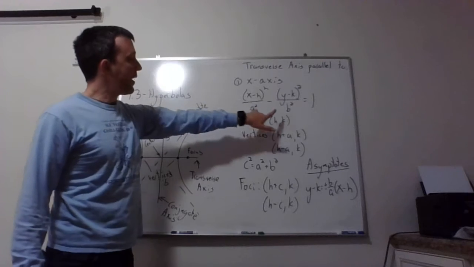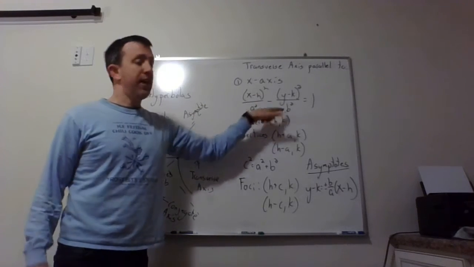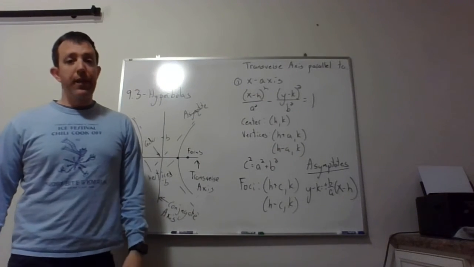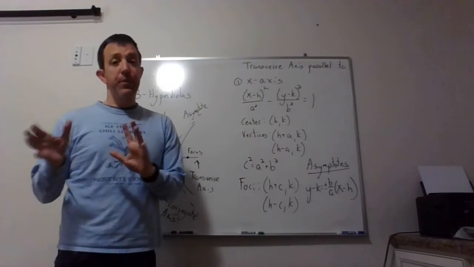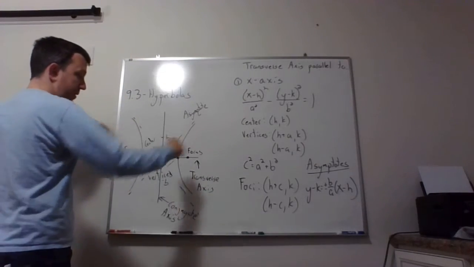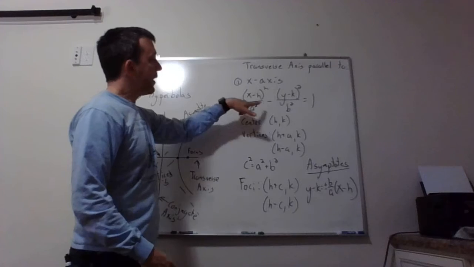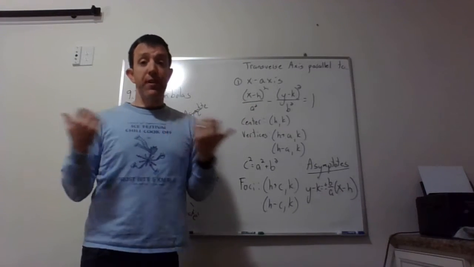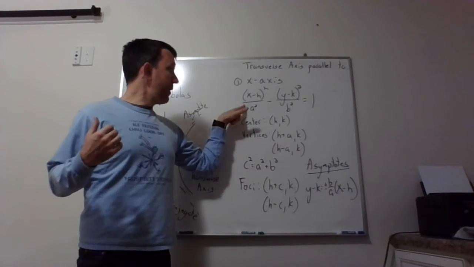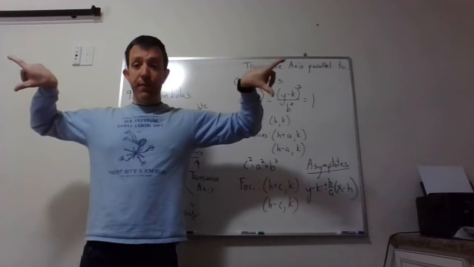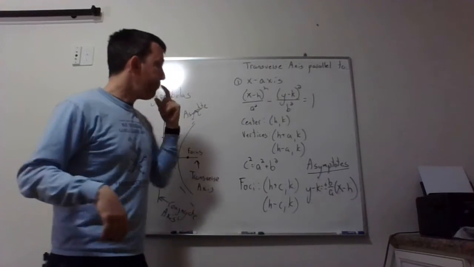However, this time we have no stipulation that a has to be the bigger value. Okay, and so actually the way we're going to tell the difference between the two directions, sideways facing or up and down facing, the positive one will always be the direction it's facing. So since x is the positive fraction here, this would be facing out to the sides.